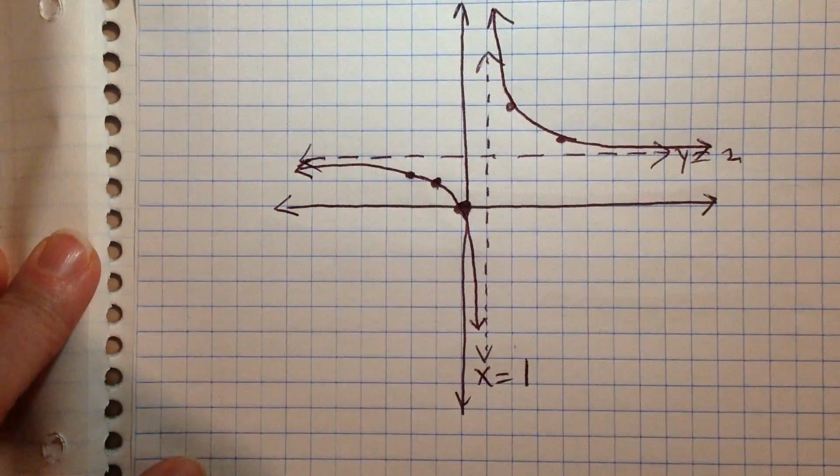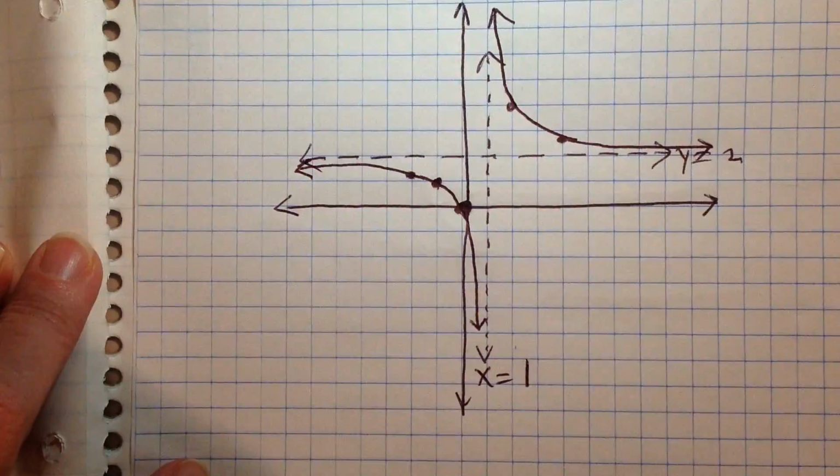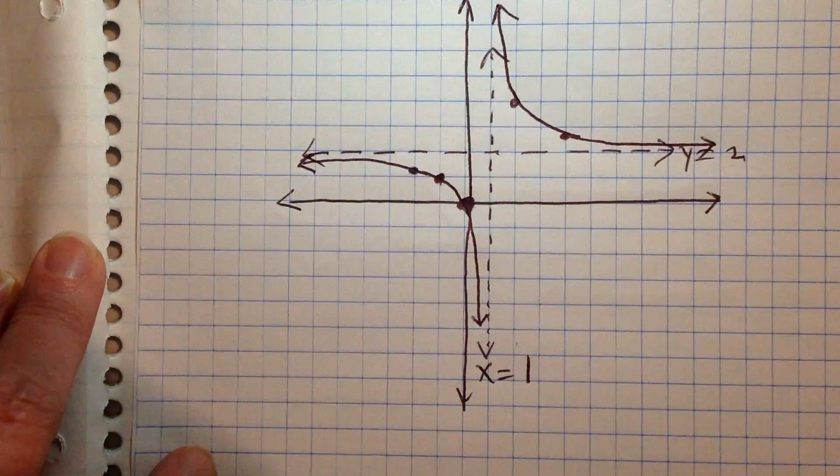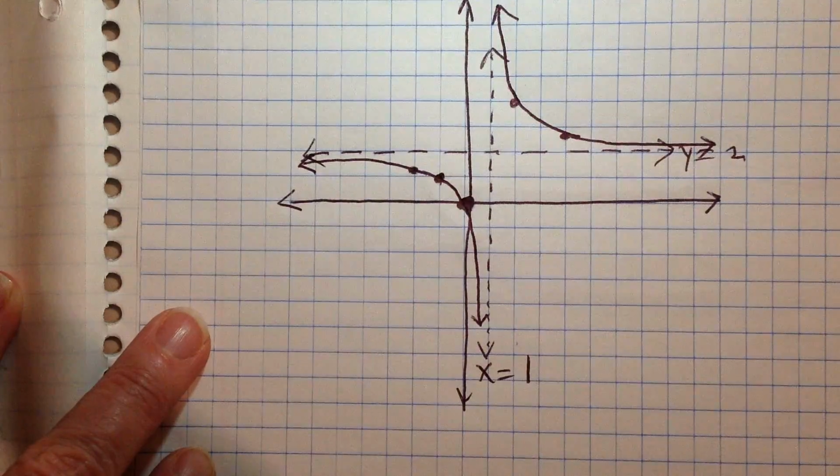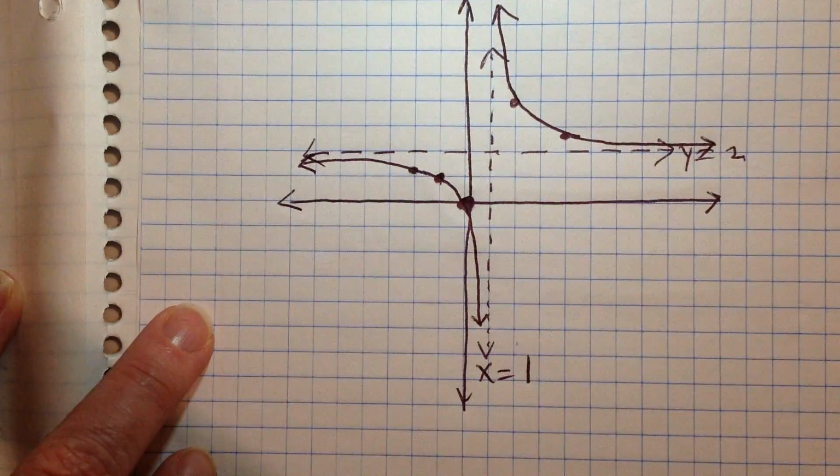So, we graphed this rational function by first looking into the symmetry, finding the y-intercept, the x-intercept, vertical asymptotes, horizontal asymptotes, and then we just plugged a few points into the original equation to find some more distinct points so we could see exactly what this graph looked like.